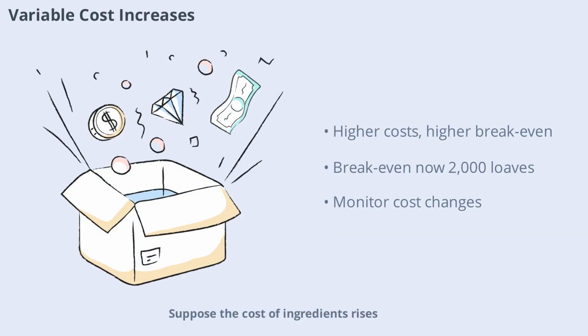Suppose the cost of ingredients rises and your variable cost per loaf jumps to $2. With the original $3 selling price, your break-even point increases to 2,000 loaves. This shows how sensitive your break-even point is to changes in costs. Keeping an eye on both fixed and variable costs is crucial for maintaining profitability. Up next, let's discuss the concept of contribution margin.